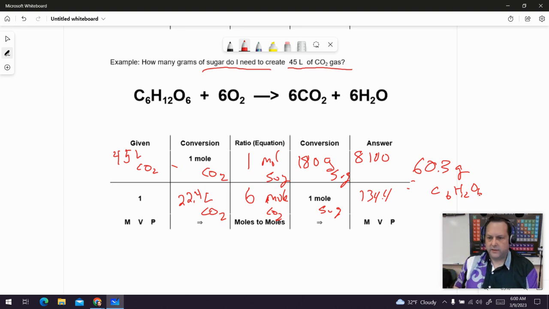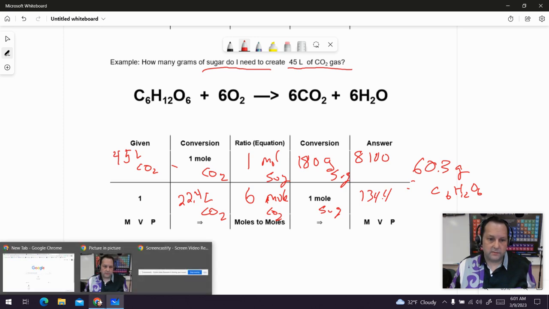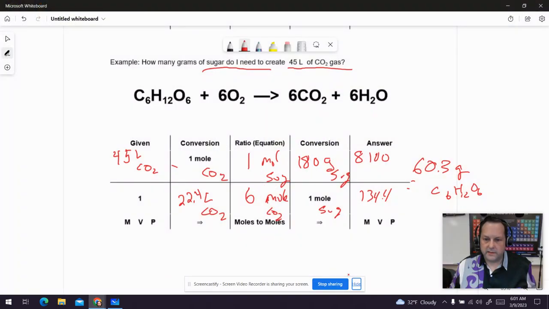Hopefully this helps with your stoichiometry. The layout is always exactly the same. It should get repetitive for you. I actually also have handouts with just this layout in it for you. So hopefully, if you can use that, that will also help you going forward. So let me go back to here.